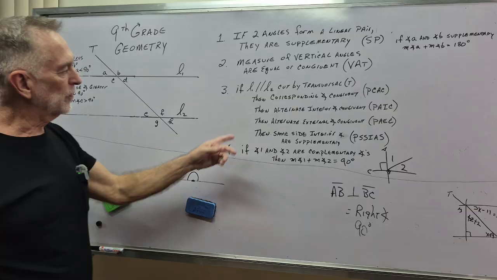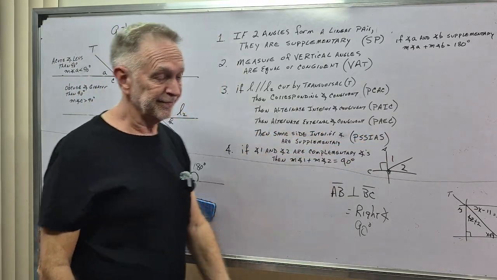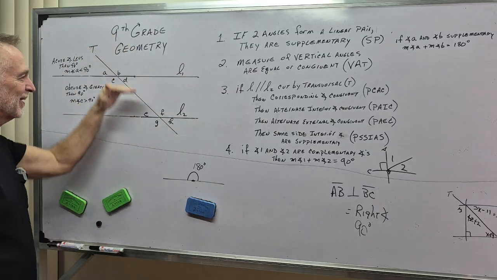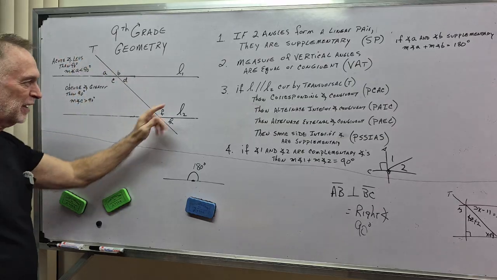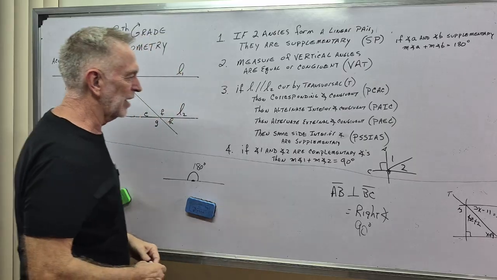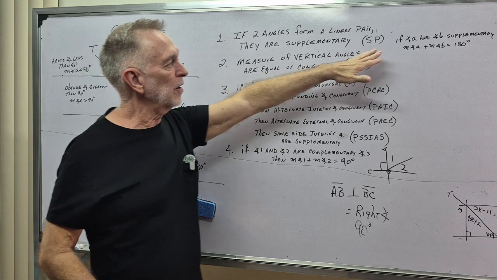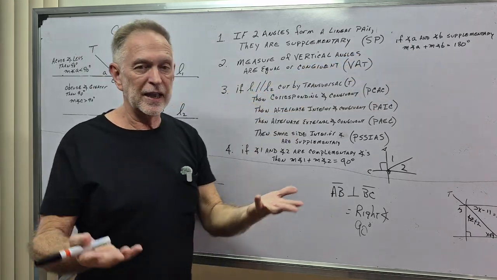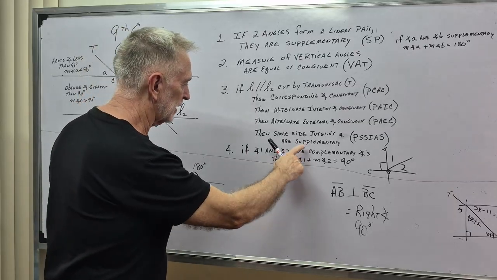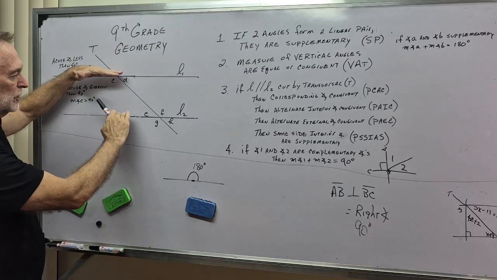Okay, so that's the parallel, alternate, external, congruent. If line 1 and line 2 are parallel and they're cut by a transversal, then the same side interior angles are supplementary. Now we said earlier that supplementary means angles that add together to give me 180 degrees. So what does that mean here?